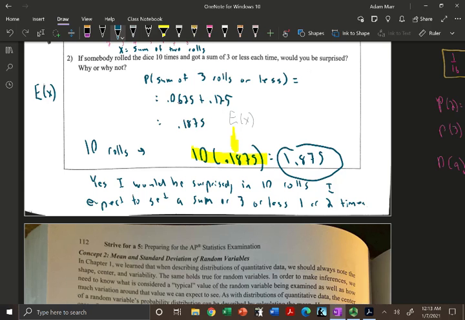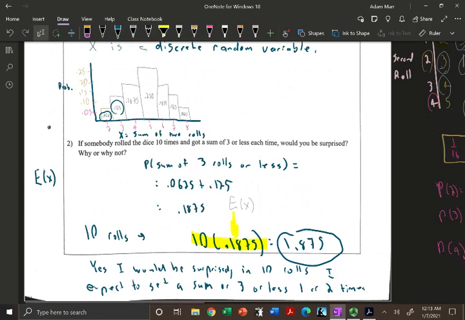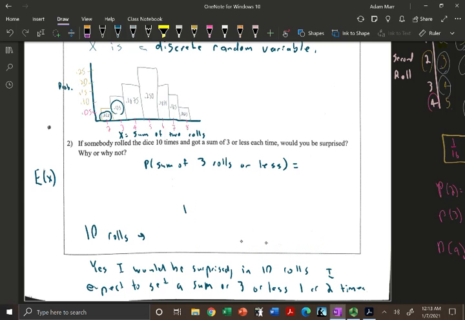So let's see here. It looks like 3 is 0.125. Let me actually just write this down so this makes more sense. So 3 or less. 3 is 0.125, and the probability of 2 is 0.0625. So I'm just going to add 0.125 plus 0.0625, and I'm going to come out to 0.1875.